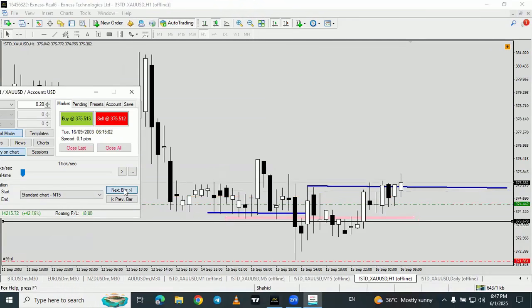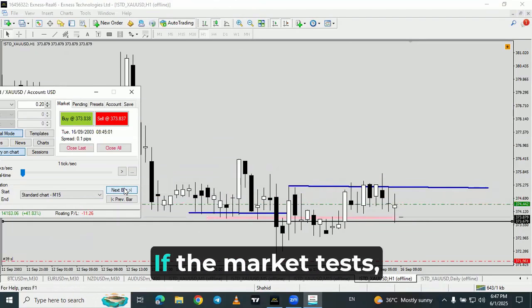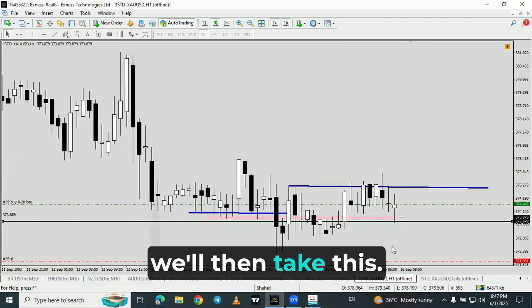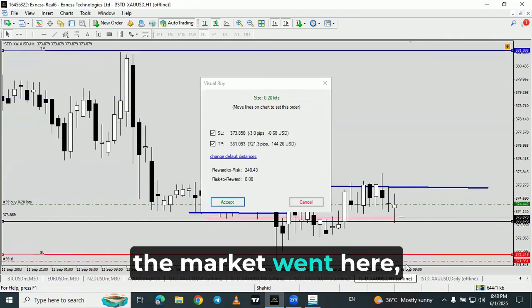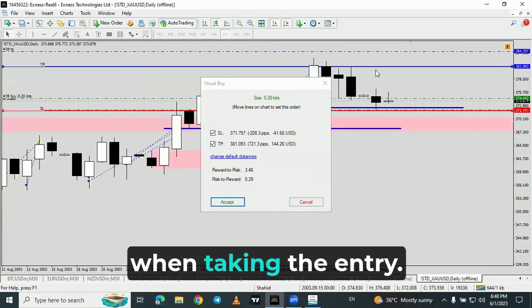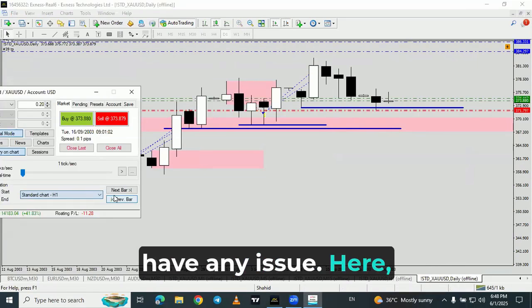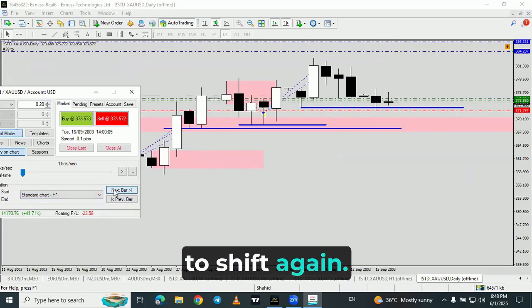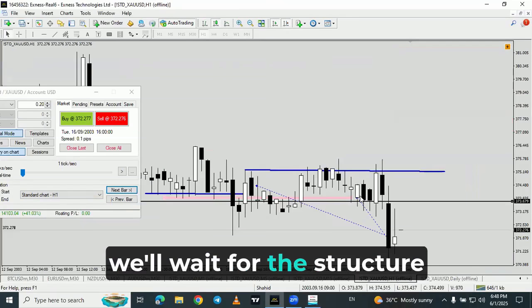All right, now we'll see both time frames have polished. If the market tests, we'll then take this. The market came to stop and test which level. See, the market went here and this mistake happened when taking the entry. If there's a mistake, you won't have any issue. Here, we'll wait for the structure to shift again. The market has reached the session, so there's no issue. Now we'll wait for the structure to shift again.